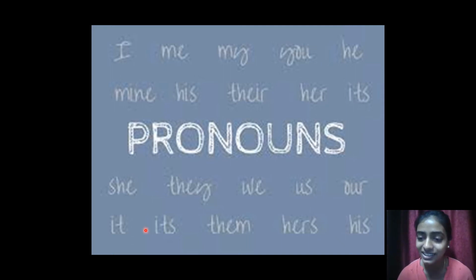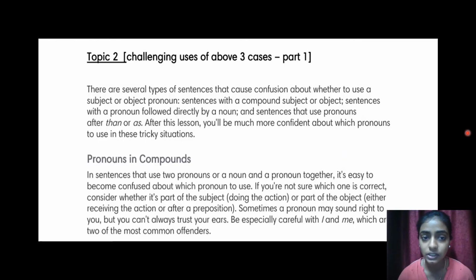Hello everyone. So previously we studied what pronouns are, what cases of pronouns there are. We studied subjective pronouns, objective pronouns and possessive pronouns. Now in this session, we'll be learning about the challenges that we face when we use the above three cases.